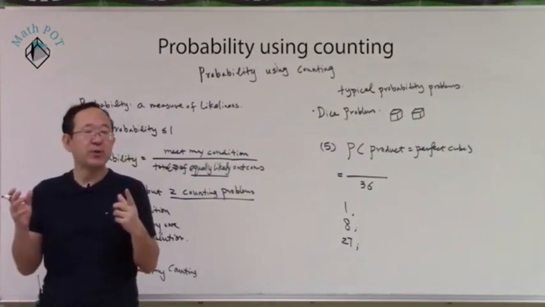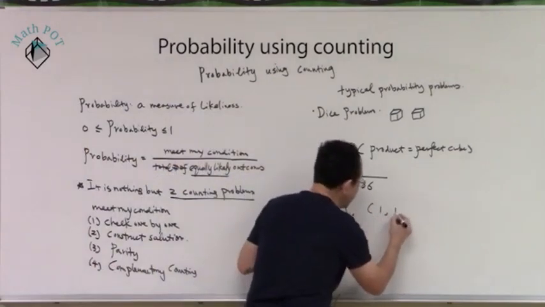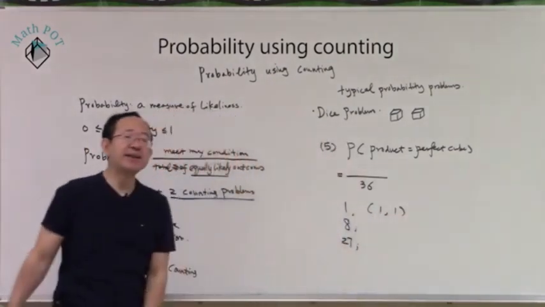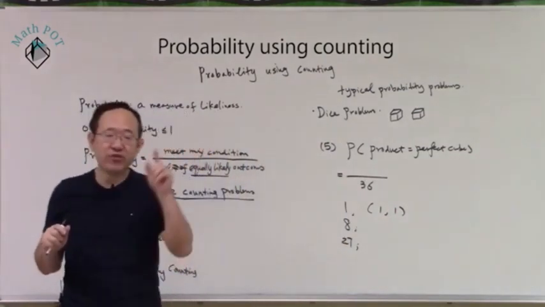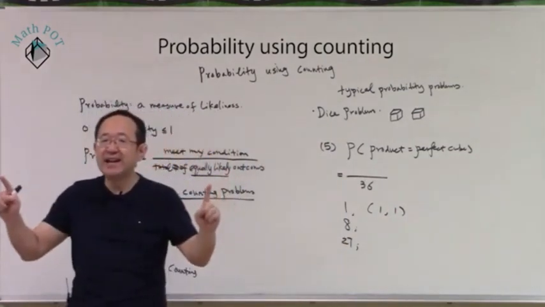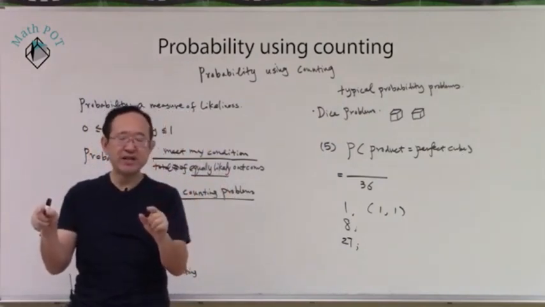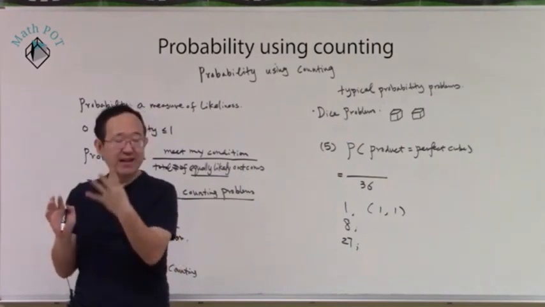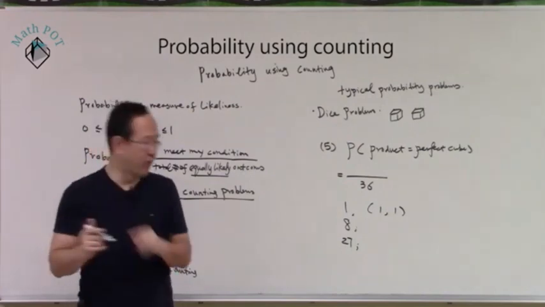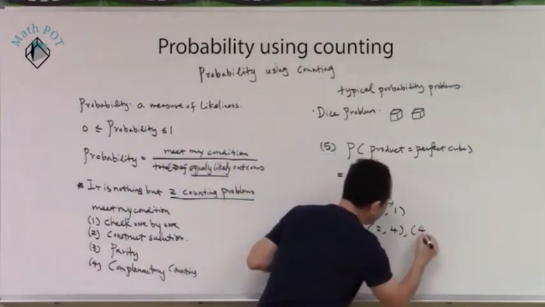So first, perfect cube equals 1. Clearly we have only one way, and that is 1 times 1. How about 8? Could it be 1 times 8? No, because the die number must be from 1 to 6. So 1, 8 doesn't work, but 2, 4 definitely works, and 4, 2 definitely works. 8, 1, no way. The die number must be from 1 to 6. So the ways are 2, 4 and 4, 2.